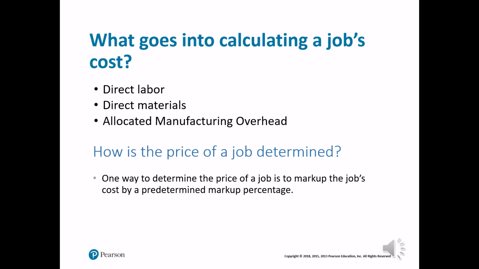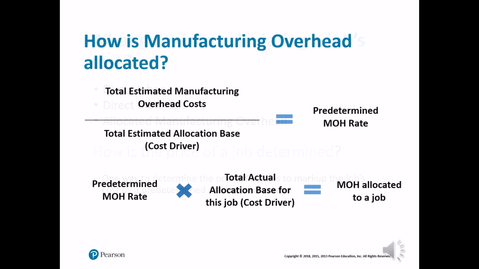You'll remember that the three elements that go into calculating the cost of a job is the direct labor, the direct materials, and the portion of manufacturing overhead that's allocated to the job. One way that we often use this information is to calculate the price that we're going to charge to customers. In some industries, we take this job cost and we apply a markup to it, and that is the price. Be sure that you know, understand, and can use both of these equations related to manufacturing overhead.